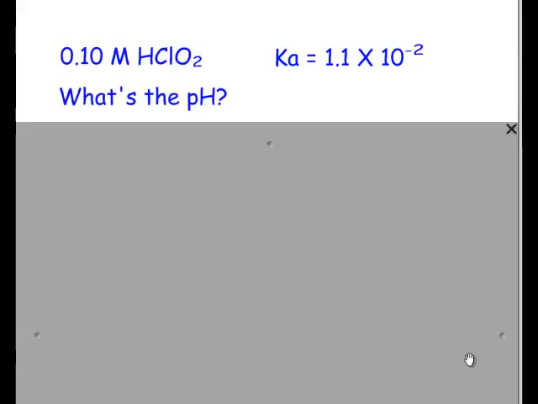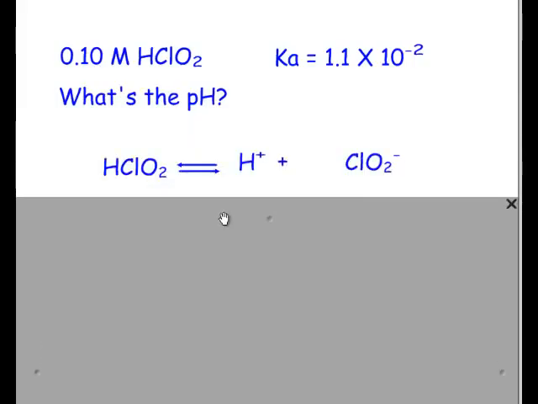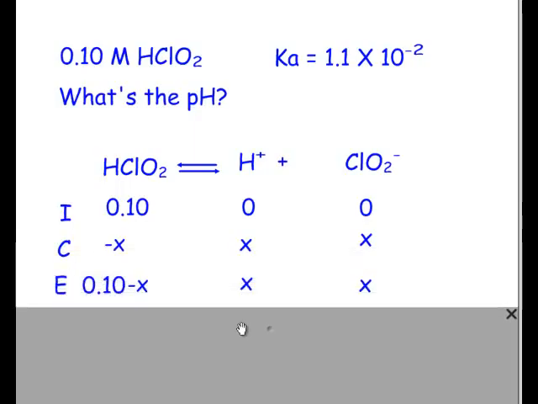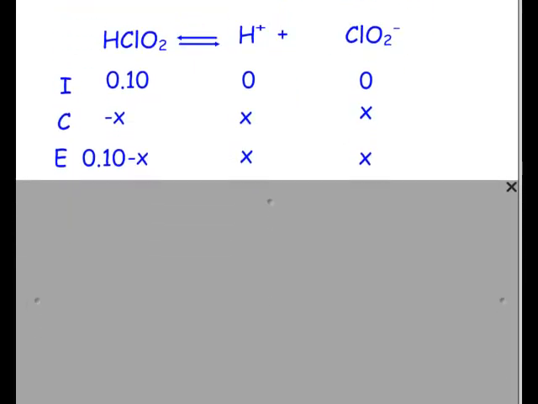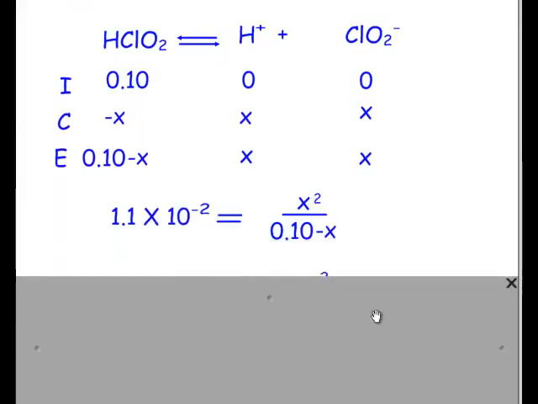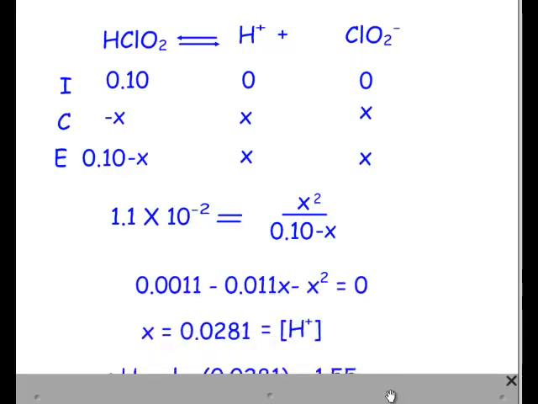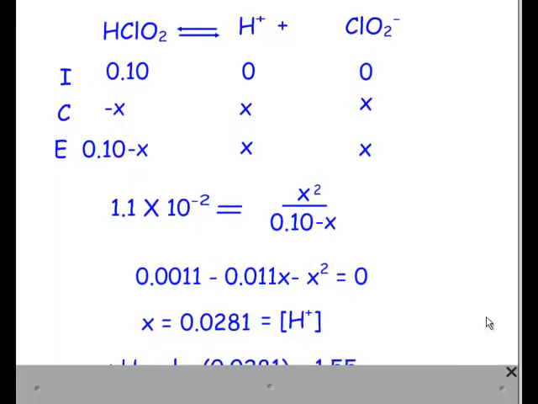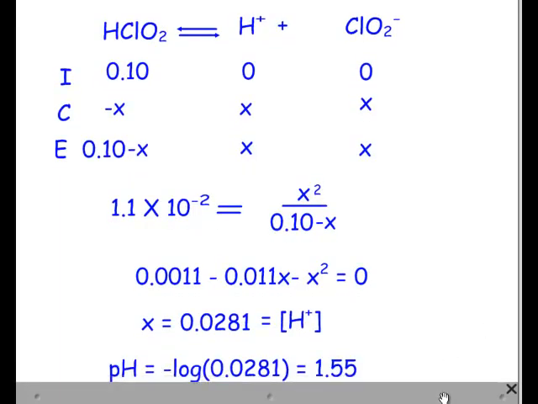Let's say we have 0.10 molar HClO2, we have a Ka, we want to know what the pH is. Easy, we can do this, we know how. We write our nice equilibrium, we do our icebox, we have our K equation, can't neglect X, that K is probably too big to do that. So we go through the whole process and we get a pH of 1.55. I'm sure you can all do that.